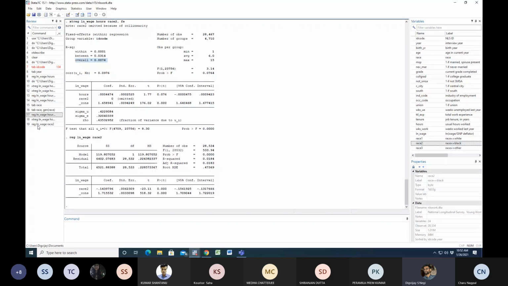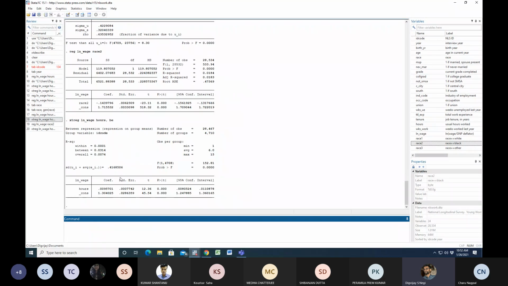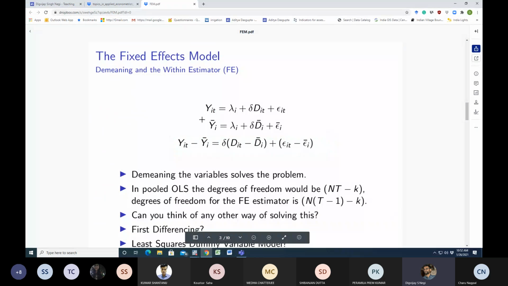This between R square is this. You can run a between regression. You can type BE here, comma BE, and it will give you a between regression. What it's doing is running this regression, going again back to the slides. So this is a between regression.